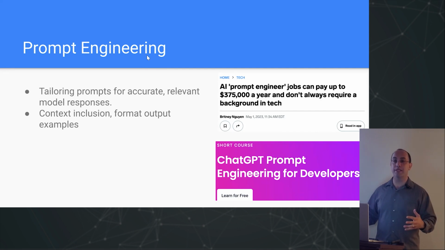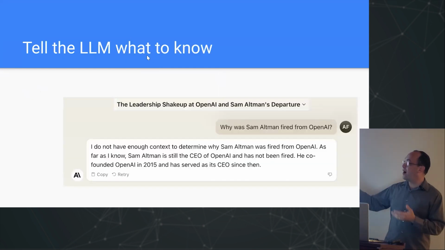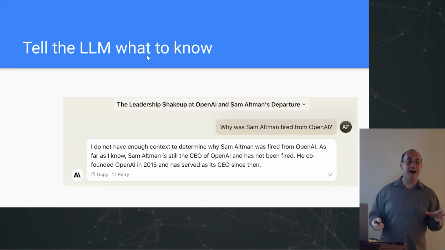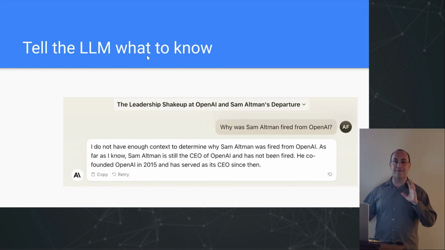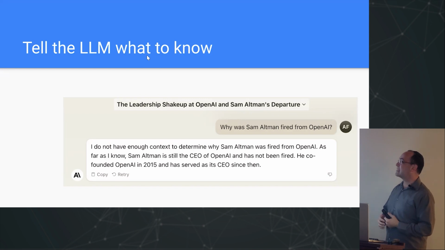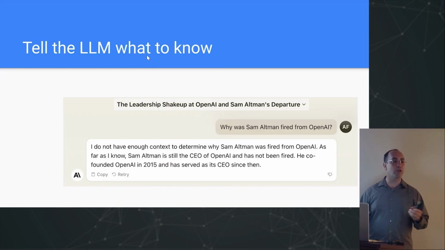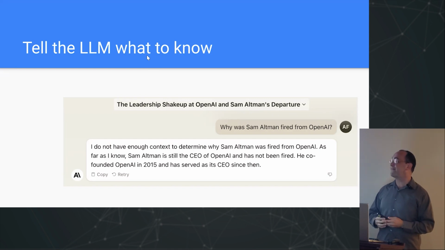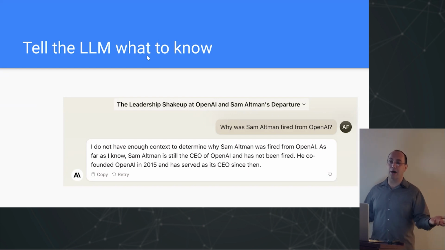Some of the most important points of prompt engineering are context inclusion and showing it how to give a specific output. These are slides that I made a week and a half ago, when there was a lot of drama going on with the leadership of OpenAI. If anybody was following, I asked a language model, specifically Claude, the language model from Anthropic, which is a competitor, why was Sam Altman fired from OpenAI? And it said, I don't know. For all I know, Sam Altman is still the CEO. At that point, he wasn't. Now he is. But it knew a little better, but it really had no idea what was going on.